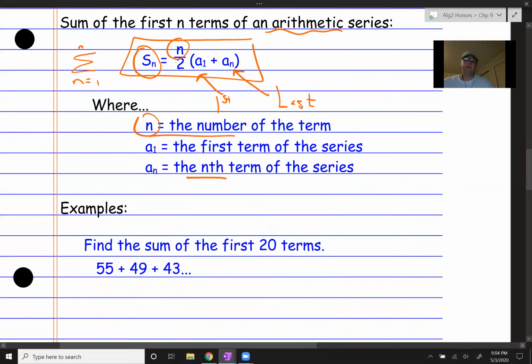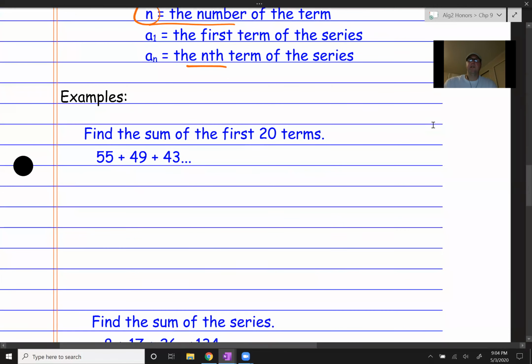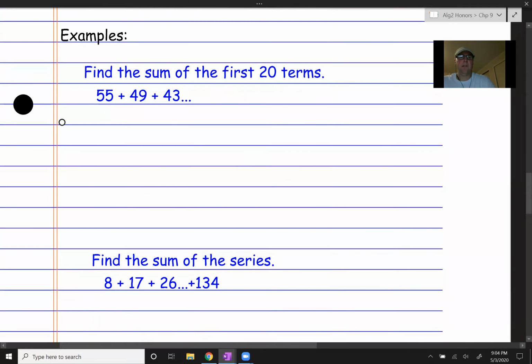All right, so let's take a look at the first one and see what we can fill in to this brand new formula. All right, ready? I can get this to move up just a little bit more. It might look a little bit better. Find the sum of the first 20 terms. So I want the sum of the first 20. All right, here we go.